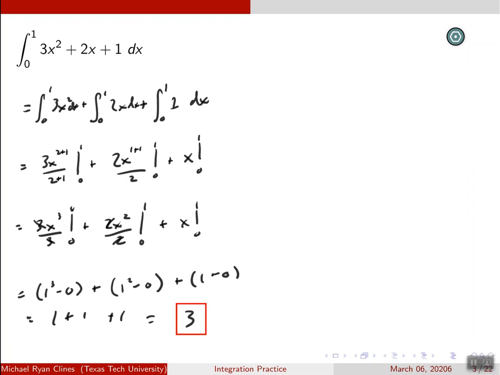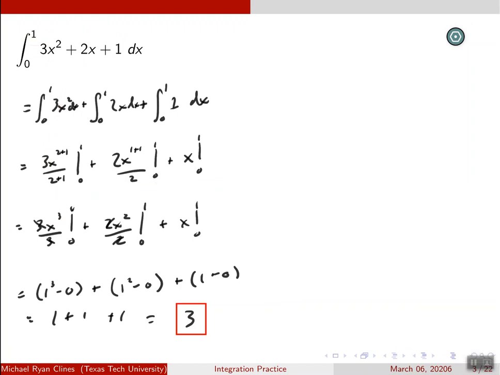So that's how we attack a problem of this nature. When we have a polynomial like this, and we have these individual terms through summation, just pass the integral to each term and evaluate individually. Now, you do not have to do it this way. You can just go straight from here to something like this. You do not have to break it up into each individual one.